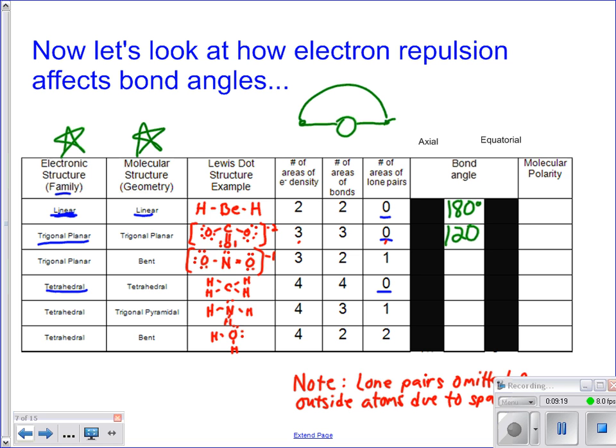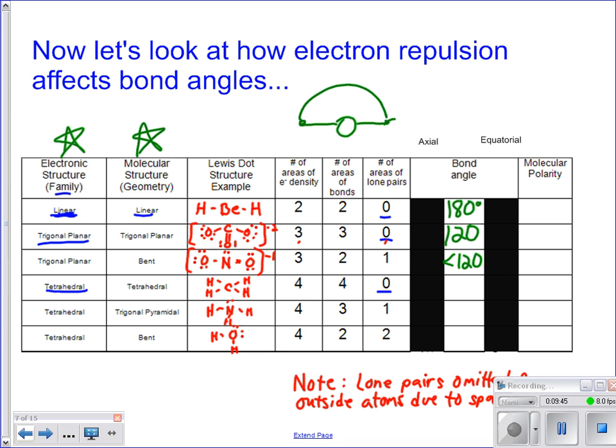So now instead of saying that it's 120, all we have to know is that it is less than 120. You don't have to know exact amounts, but it's less than 120. And that's really about all we can do with this guy. Otherwise, that's the only type of shapes we'd have with our trigonal planar electronic structures.